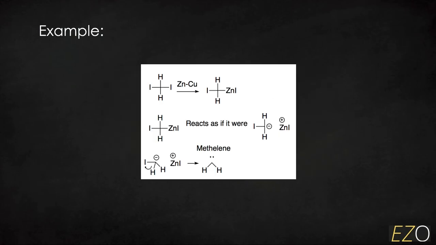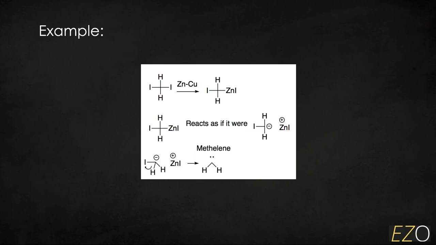So this is again the intermediate stage where the CH2I2 together with the zinc and copper alloy will create the Simmons Smith reagent. And this will react as if you had these two compounds. And what then happens is you create the methylene from this iodine leaving.